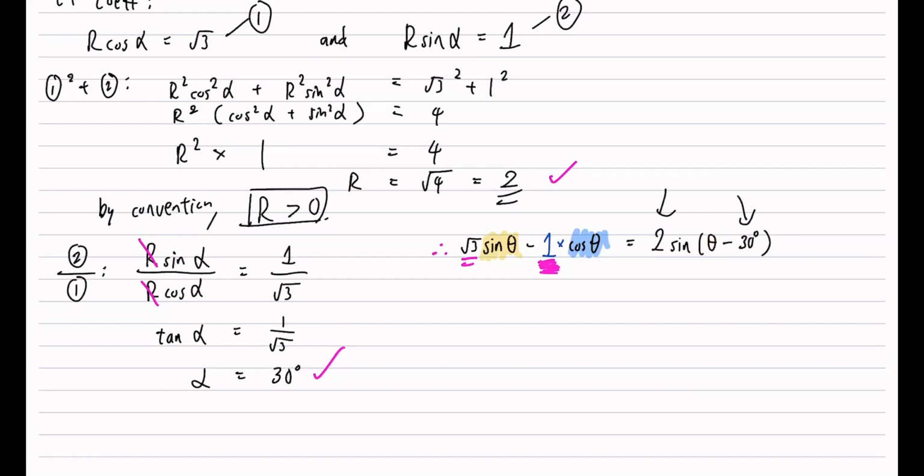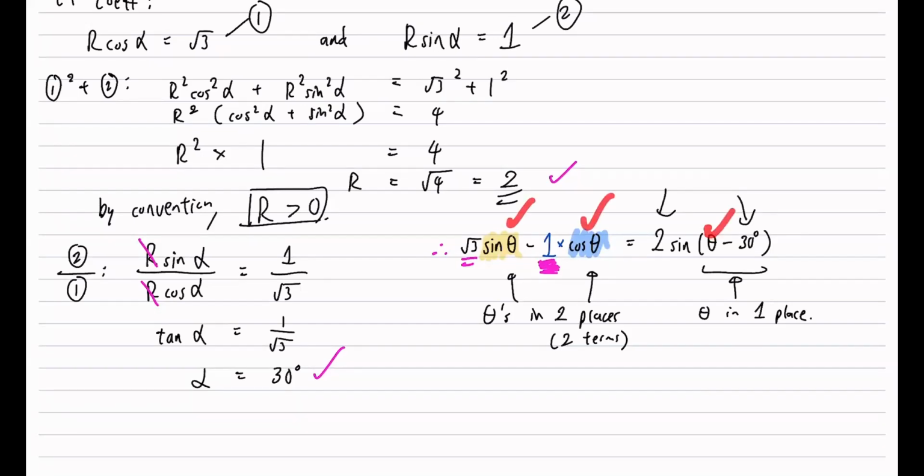So what's the purpose in doing that? What we have done is we have converted a situation where there are thetas in 2 places, 2 terms, two separate arguments. Now it only appears once, theta in 1 place. Theta in 2 places versus theta in 1 place only. Okay?